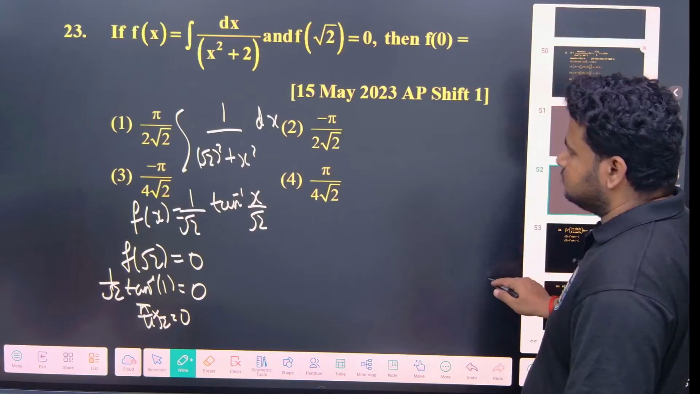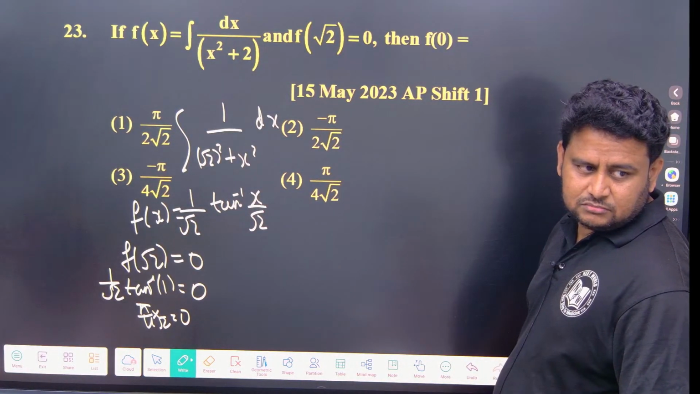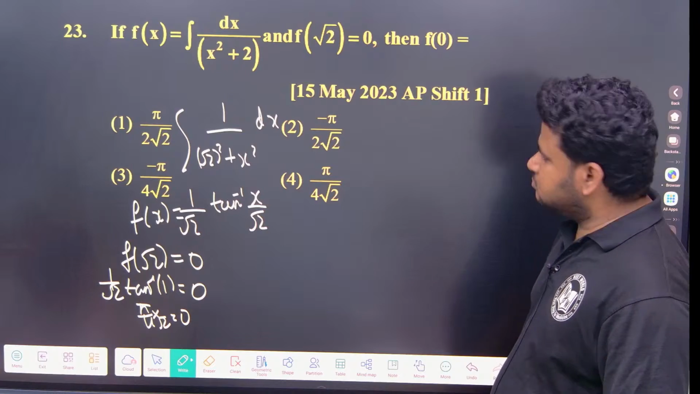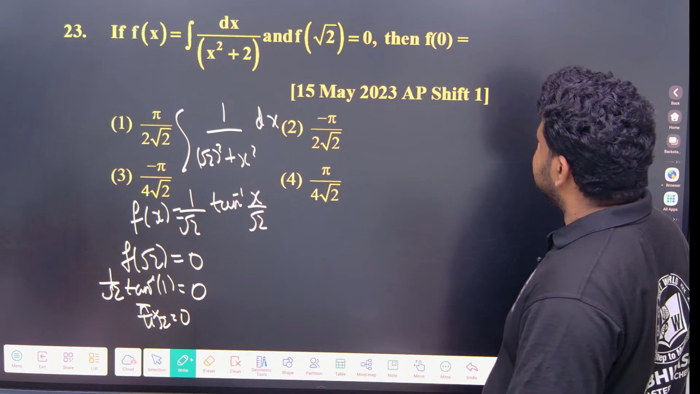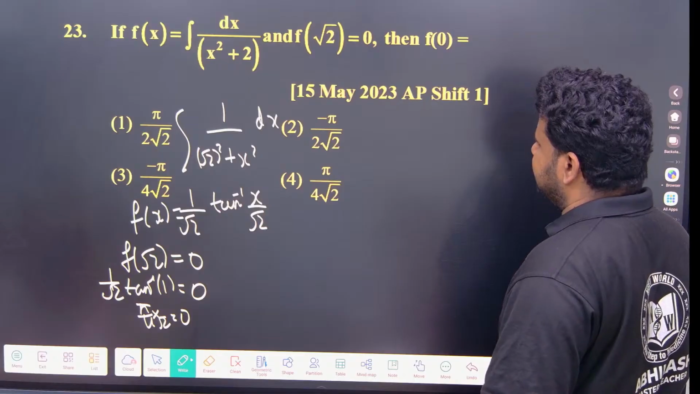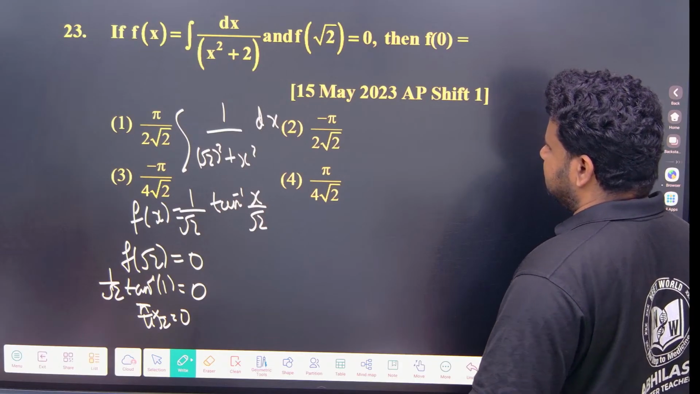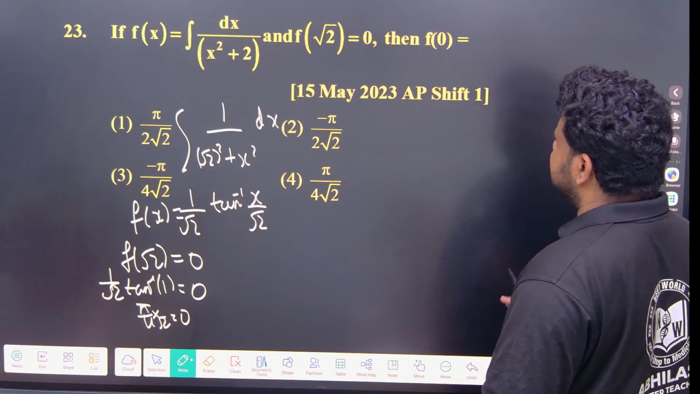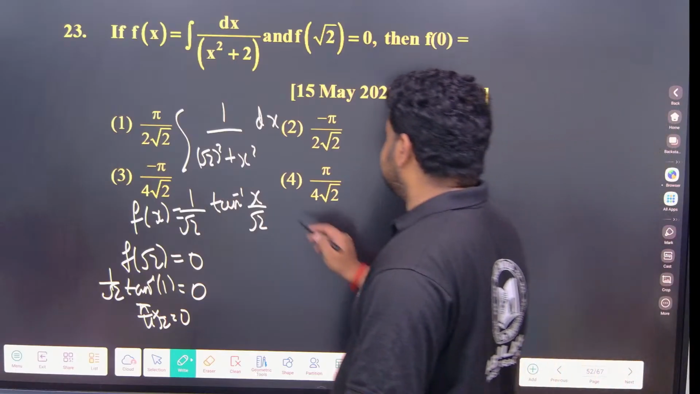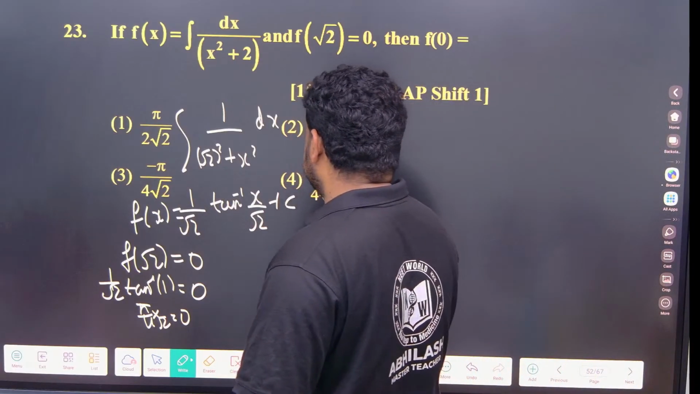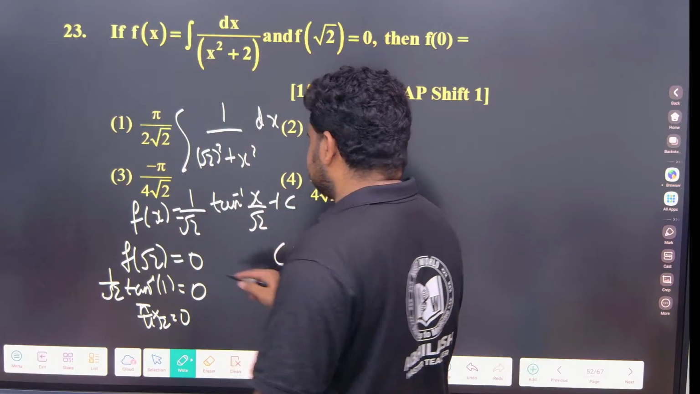Third option? Why third option? Plus C. Okay, we can take that as plus C also, but still we have to see, wait. Okay, so if you take C, what will happen? C will become equal to 0.